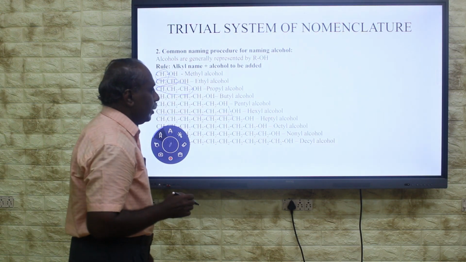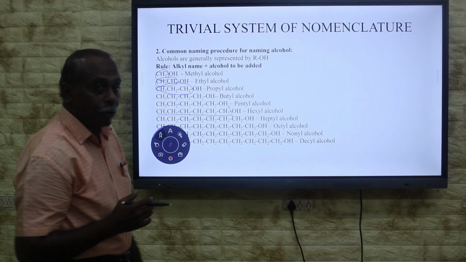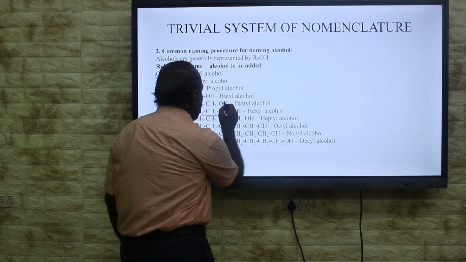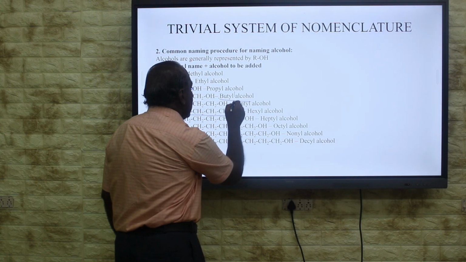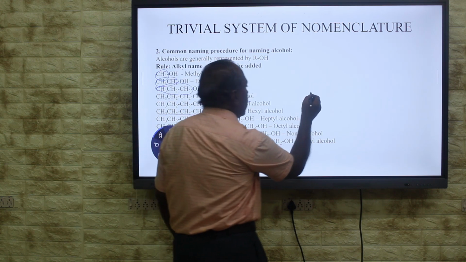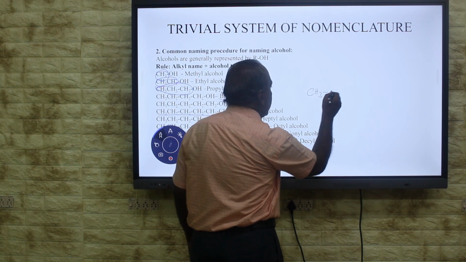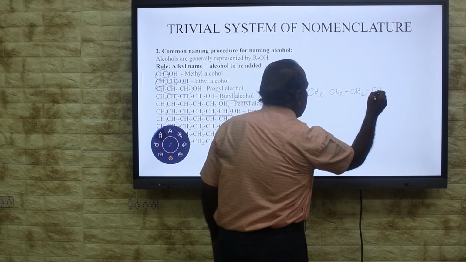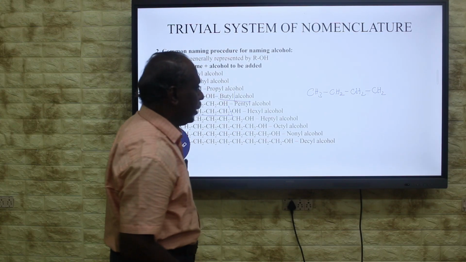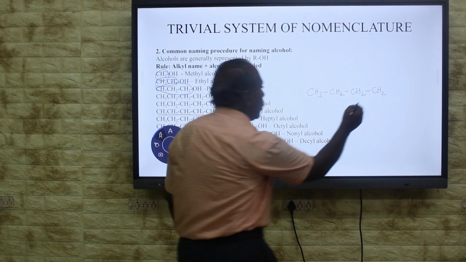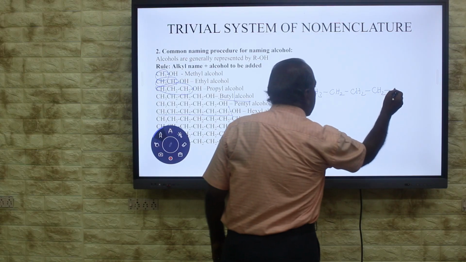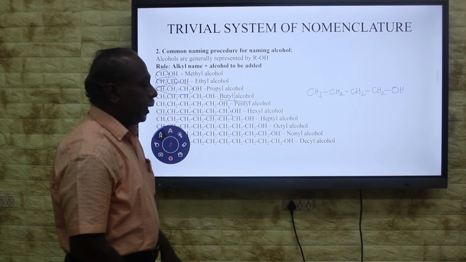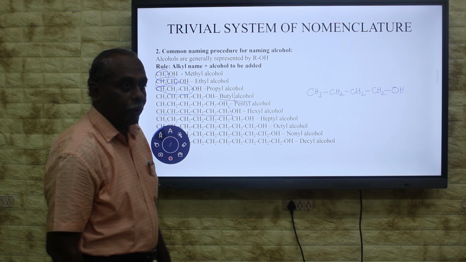In the same way, you write the structural formula of the compound. For example, butyl alcohol: you write the butyl group. Butyl is derived from butane. In butane, one of the hydrogens is removed from the terminal carbon, and you get butyl. In that butyl, you substitute OH, and you get butyl alcohol. That is the way to write the structural formula of the compound.